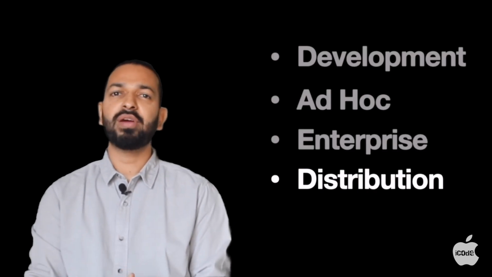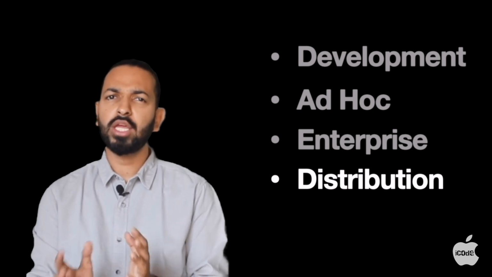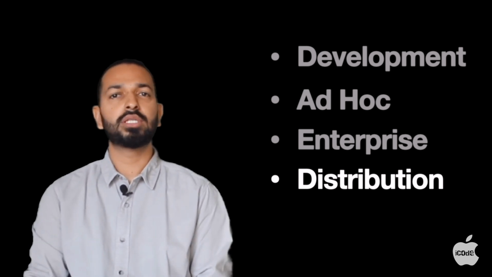The distribution profile does not contain the identifier of any of our devices, and it is used to distribute our app on the App Store. So if the distribution profile has been used, then the app can be installed on any device once Apple code signs it. And that happens when we submit our application to the App Store. So development and distribution profiles were straightforward.